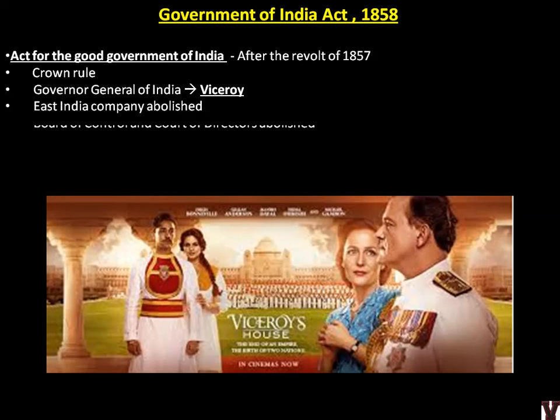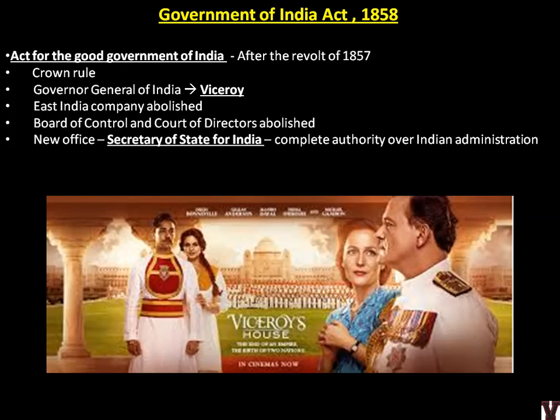The East India Company is abolished. The Board of Control and the Court of Directors are abolished. So the two prime bodies are all abolished. Now we will see what is newly introduced. A new office called Secretary of State for India, with complete authority over Indian administration, and it will have a council also with 15 members, the Council of India, to assist him. So the model of administration has changed, and all these bodies were actually in London, not in India. From London they will operate.